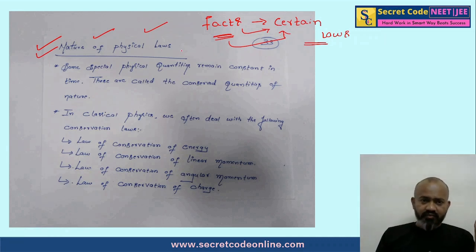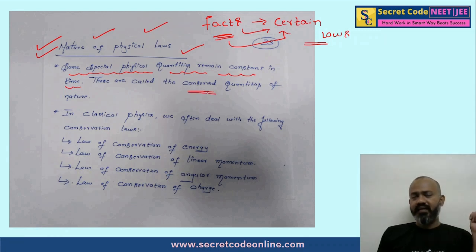That is what we will study here: the nature of physical laws. What is their nature? We have mentioned here that some special physical quantities remain constant in time. Those quantities are called conserved quantities. Why are they called conserved? Because they remain constant.